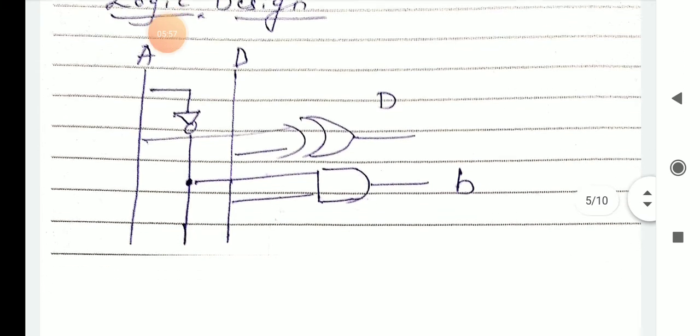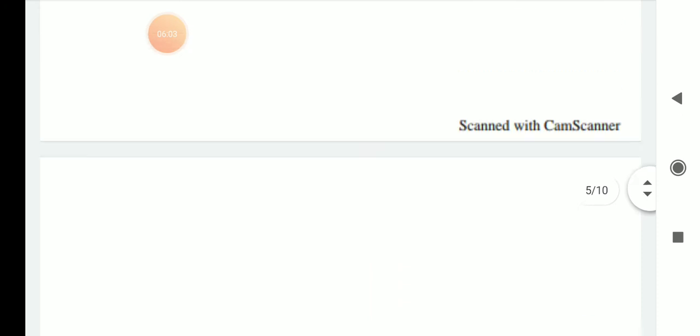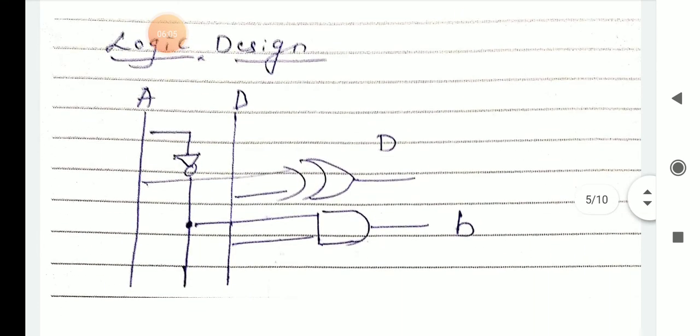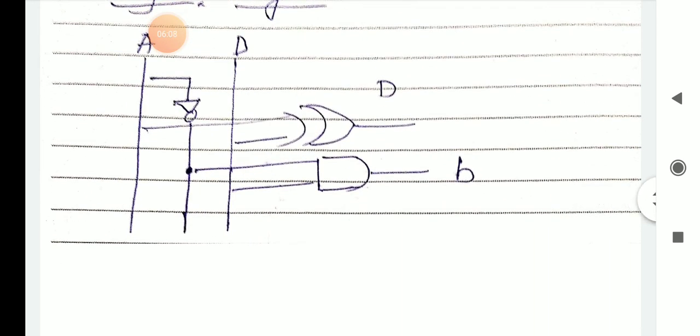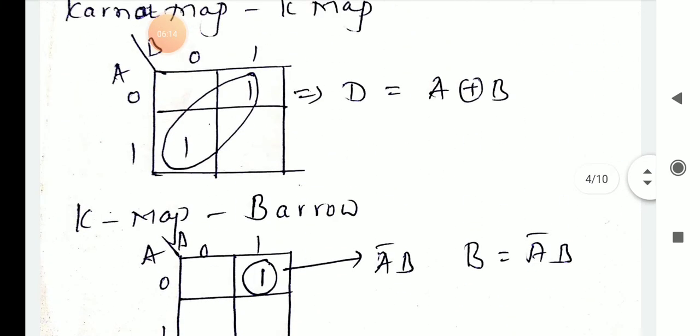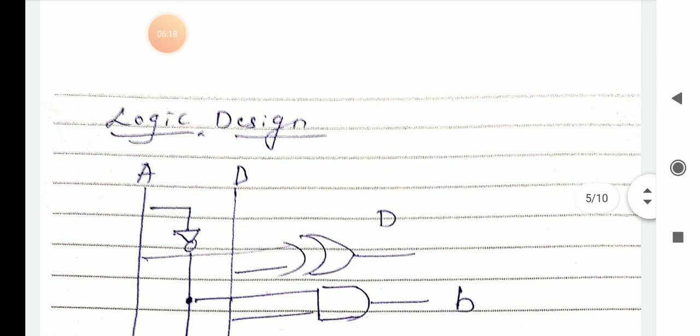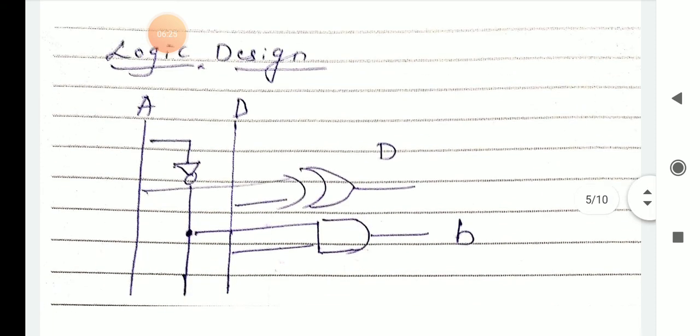In the logic design, first you can make vertical lines A and B. Then you need A bar, so you can draw one NOT gate symbol. So that is the A bar. Then first, what is the difference? It is an XOR, so D is equal to difference is equal to A XOR B. So then A is one line you can take, B is one line, and you can draw the XOR gate. So then that is the difference output.